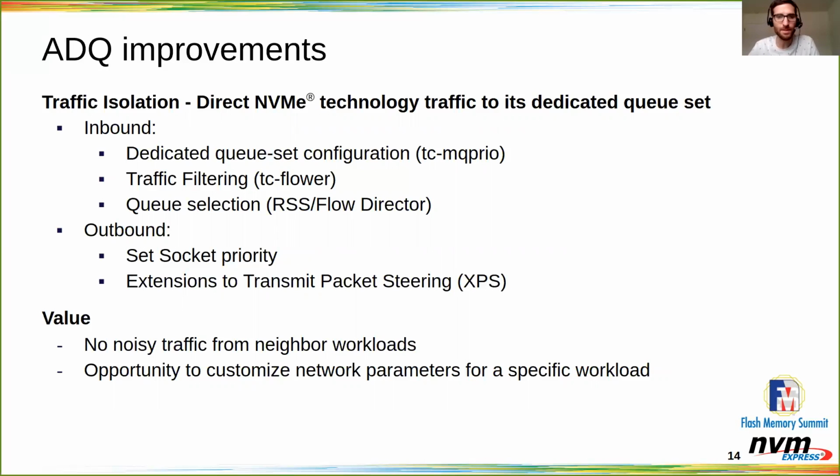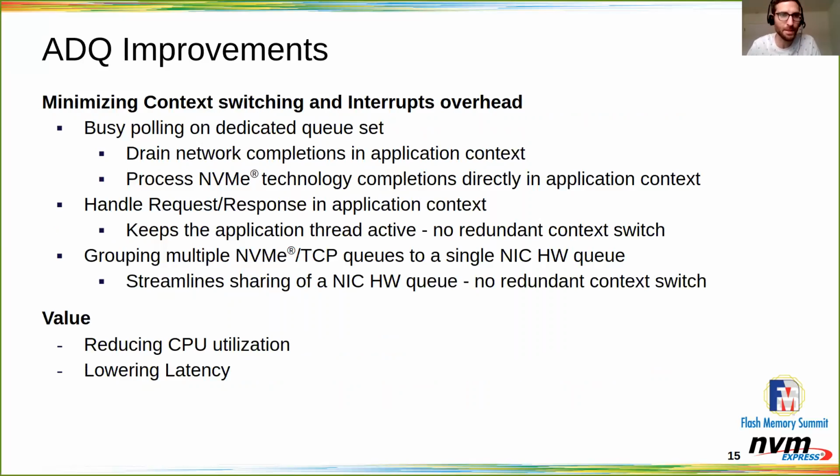The outbound is setting the socket priority, which we mentioned we turn on in NVMe TCP and control via a module parameter. And then also configuring transmit packet steering, XPS, that matches the RX symmetric queuing. The value is that we have no noisy traffic between neighbor workloads, and the opportunity to customize network parameters to a specific workflow. And that is something that we leverage in NVMe TCP.